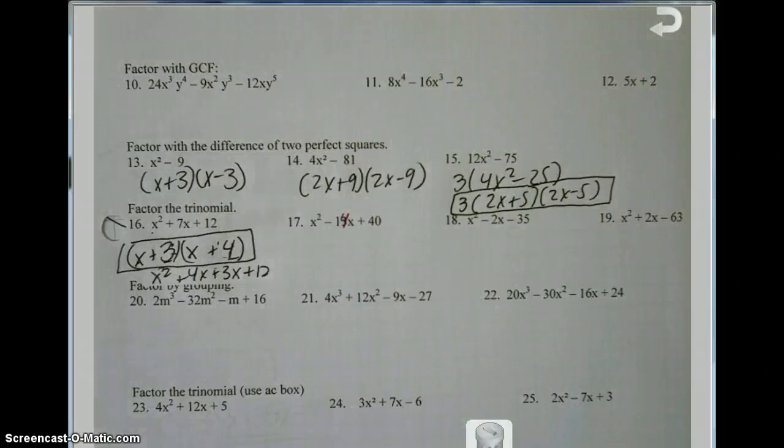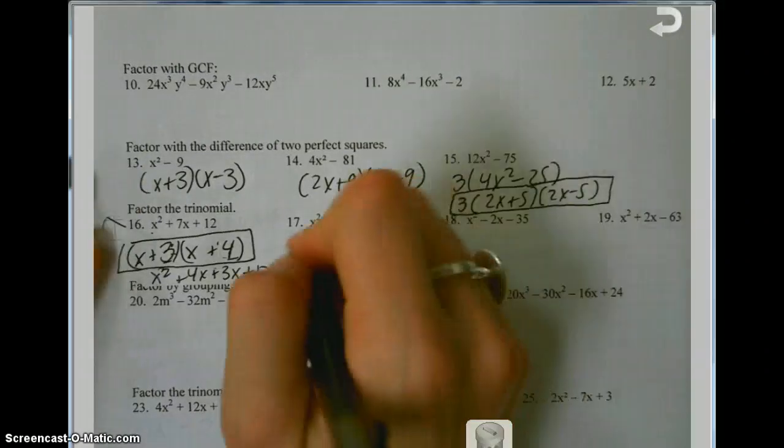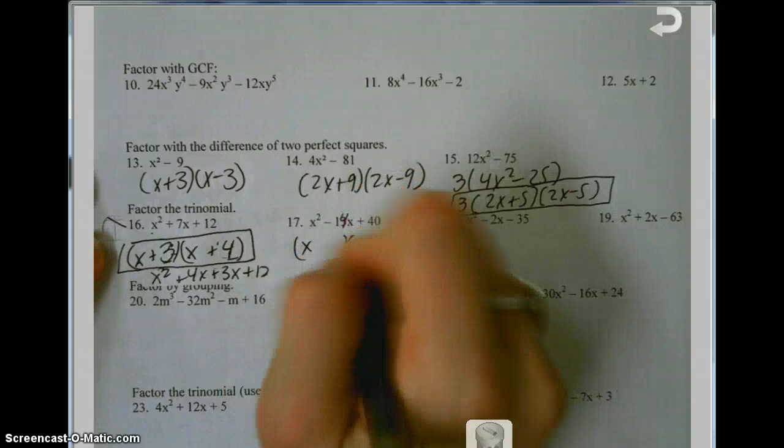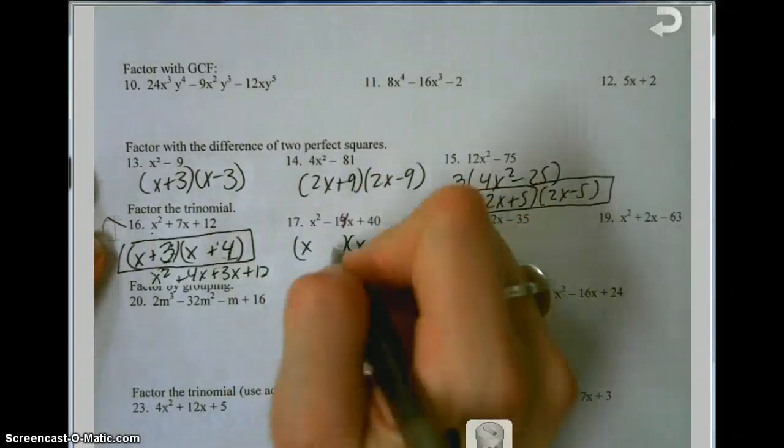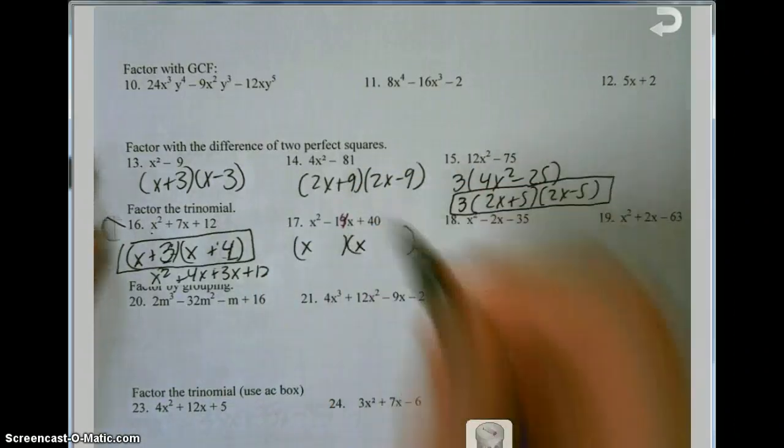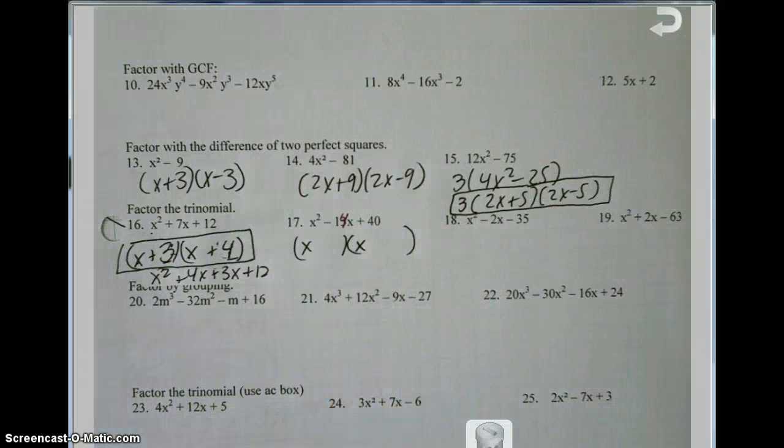And again, same for number 17. Okay, if you want to factor this, x times x gives us x squared, we need to find out what times what makes 40, but we can't ignore the negative 14. So we could play with those. We could say 4 times 10, we could do 2 times 20, we could do 1 times 40, but again, we have to make a negative. So think about your signs.